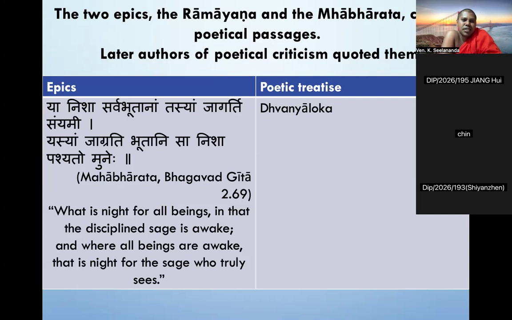Ya nisa sarva bhutanam tasyam jagarti samyami, yasyam jagrati bhutani sa nisa pashyato muneh. This is the meaning of this verse. Actually, we have to understand this verse was extracted from the epic work into the poetic treatise.